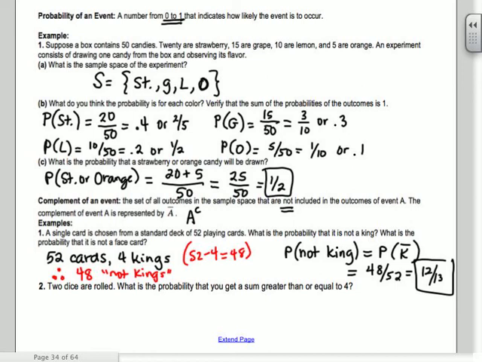Okay, number 2. So 2 dice are rolled. What's the probability that you get a sum greater than or equal to 4? Okay, this is kind of hard. Do you guys remember how we do anything when we have 2 dice? We have to think about that table, right? I don't want to draw that table out every single day. It takes a while to draw the table. Okay, so let's think about the complement.